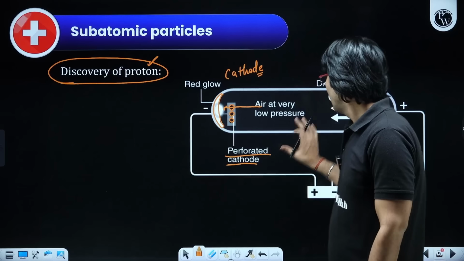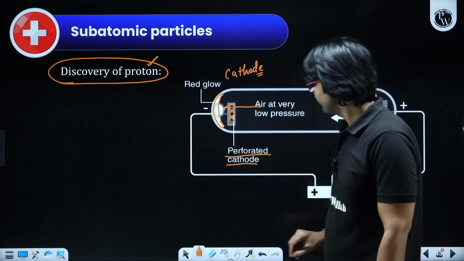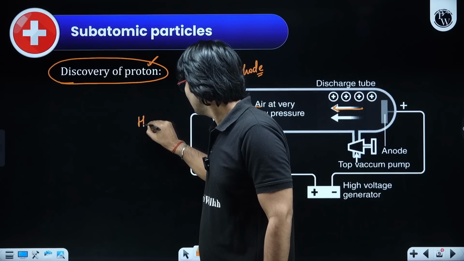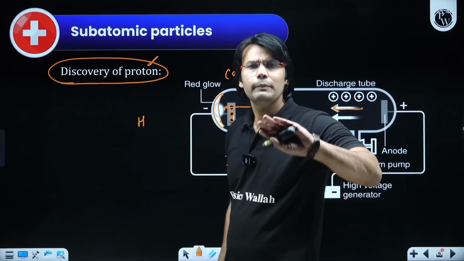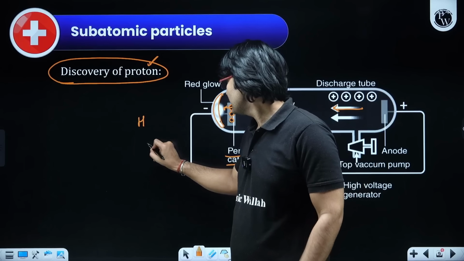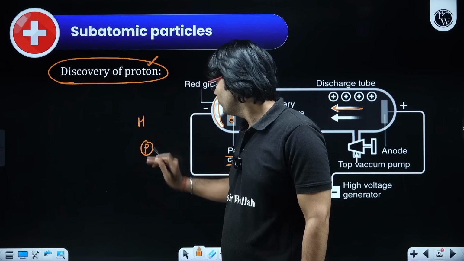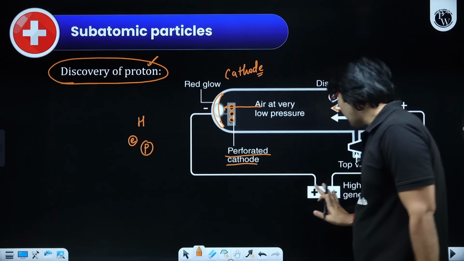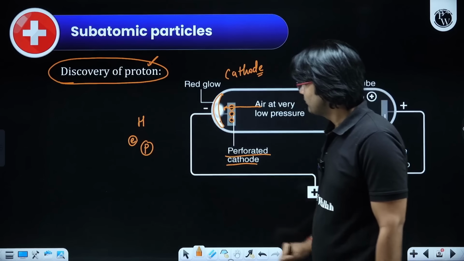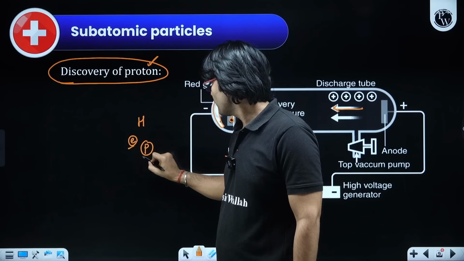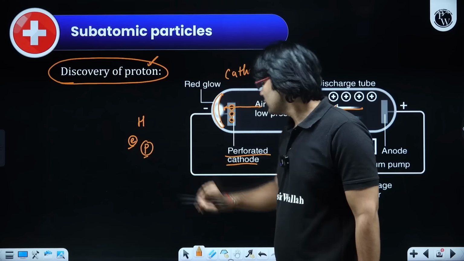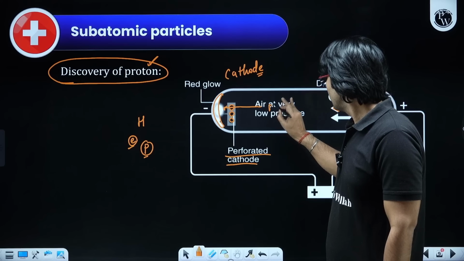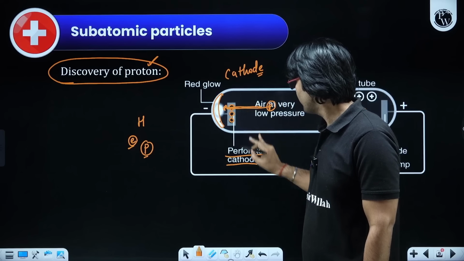Like suppose in this tube, if I fill hydrogen gas, you people already know one thing, that hydrogen has a proton in the nucleus, right? And it has an electron in it. So when you apply power supply, hydrogen will ionize, the electron and proton will separate. And in case of hydrogen, these protons will travel through the perforated cathode.